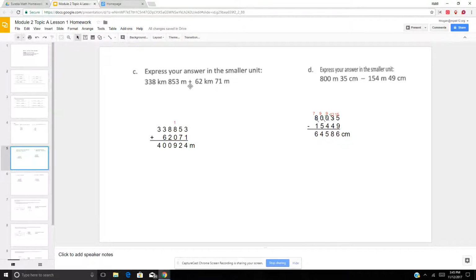You have to be careful because some are addition and some are subtraction. So we know that there are 1,000 meters in a kilometer. 338,853, 62,071. If we add them together, we get 400,924 meters. Because we're staying in that smaller unit, we don't have to convert back.